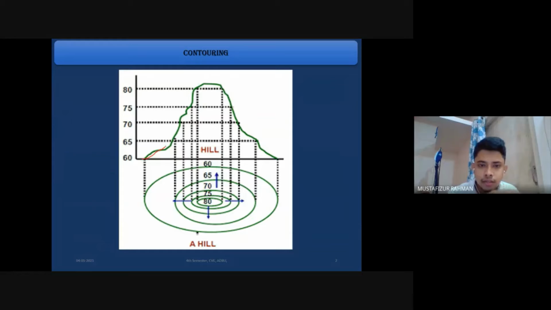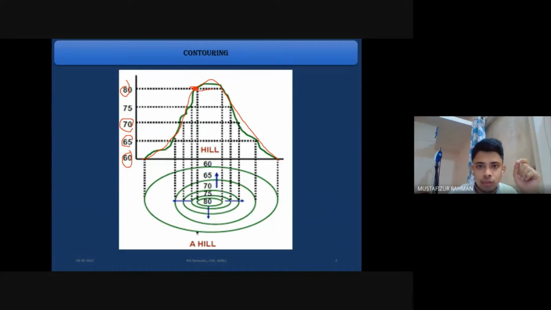So here we have a hill. Now if we want to draw a contour map here, how will we draw this? We have to find the RL of different points. So these are RLs. As the height is increasing, the RL is increasing. What is RL? It is the reduced level, the distance from the mean sea level to the point under consideration. So 80 RL, we are here.